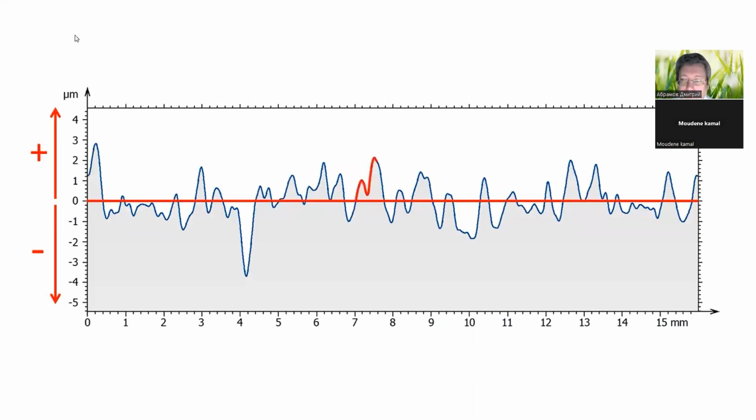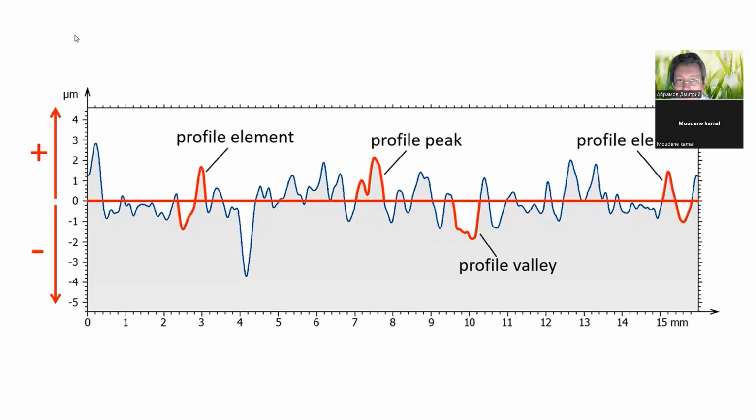A portion of the profile above the mean line between two zero crossings is called a profile peak. A portion below the mean line between two zero crossings is called a profile valley. They can be combined in a profile element as a peak followed by a valley or a valley followed by a peak.